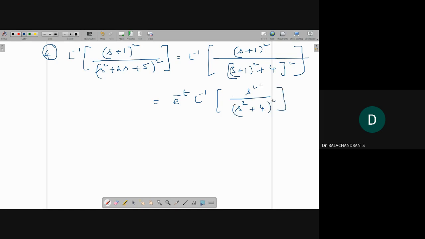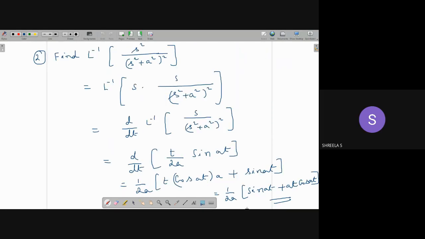Actually, this is a particular case of the problem L inverse of s square by (s square plus a square) whole square. So in the examination, you need to do it again. You can't use the previous result. So I think I will write the final answer directly. Can anyone tell the final answer? Just a equal to 2. Substitute a equal to 2 into 1 by 4, 1 by 2a.